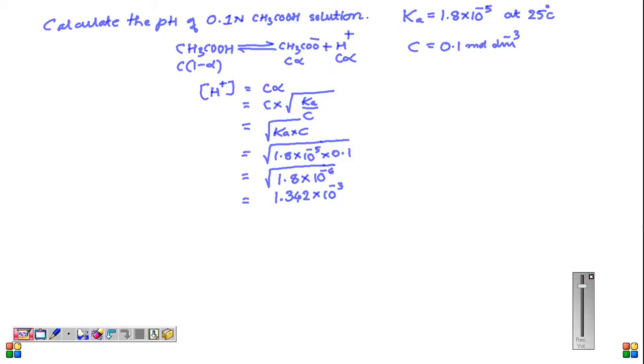Next, pH is equal to minus log of H plus ion concentration, minus log of 1.342 into 10 to the power of minus 3, that is equal to minus of minus 3 log 10, that is 3 minus log of 1.342.